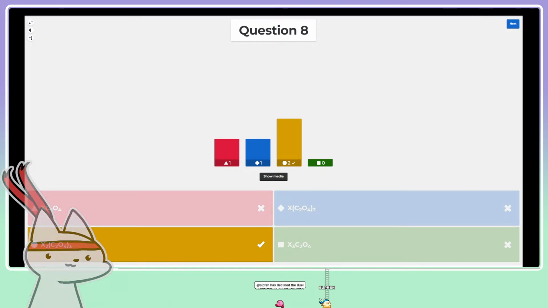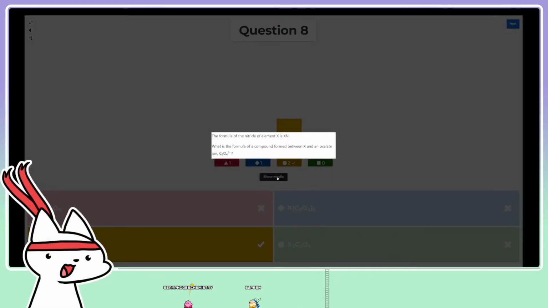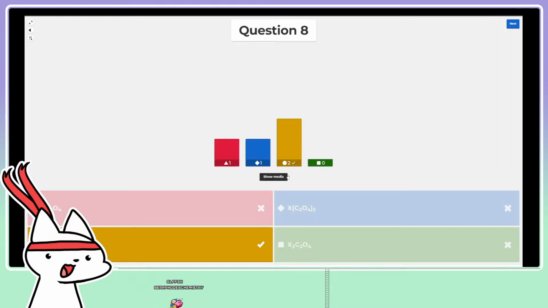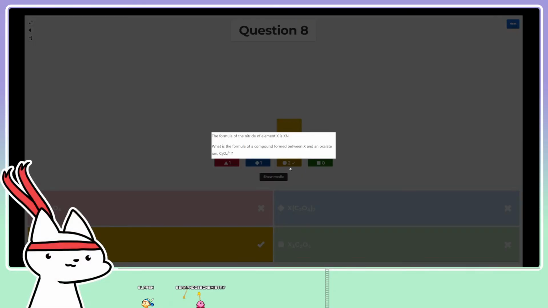Okay. So in these questions, you have to figure out the charge. When it comes to the charge, N is 3 minus, so X will be 3 plus. When it comes to oxalate ions, it should be C2O4 2 minus. So if you cross it, it should be X2(C2O4)3, because it's a big thing, so you have a bracket 3.